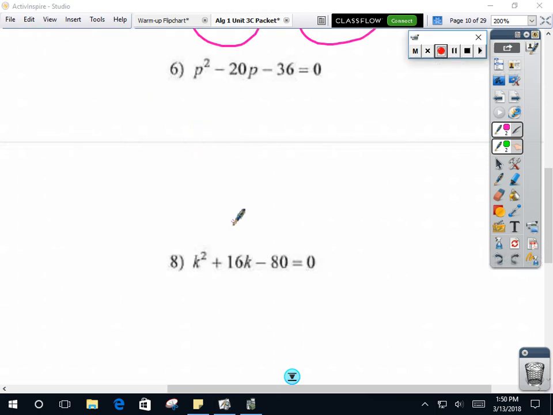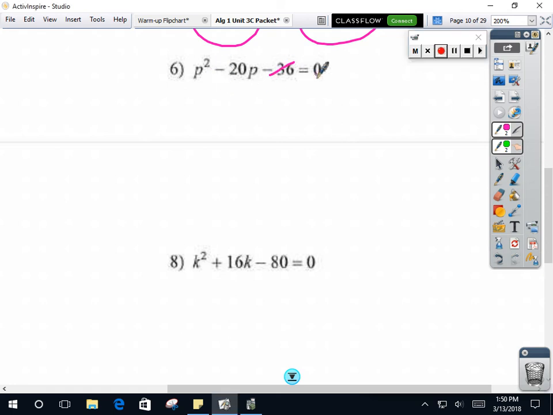Are there two numbers that multiply to negative 36 and add to negative 20? No. It seems like there might be. Like earlier I started trying 18 and 2, but in order to make a negative 20 with an 18 and 2, both of them would need to be negative, and then when you multiply them, two negatives won't make a negative. So this is one that requires complete the square. So what do we do first?